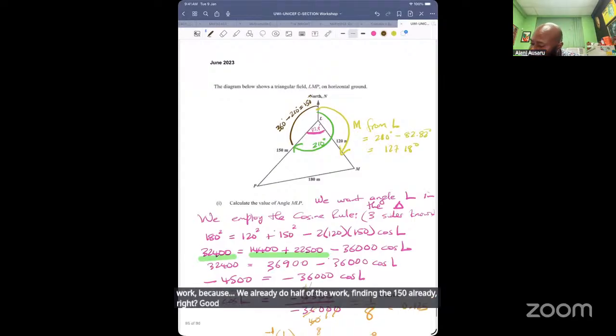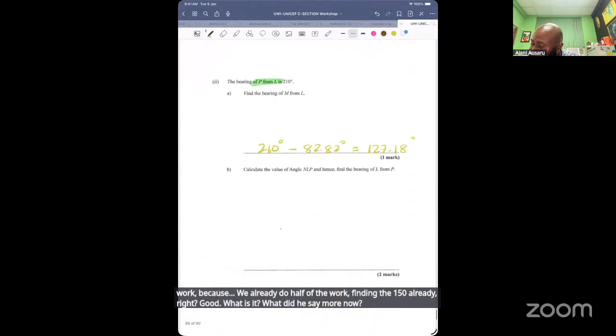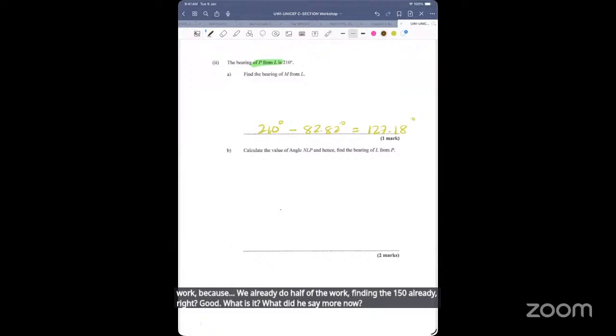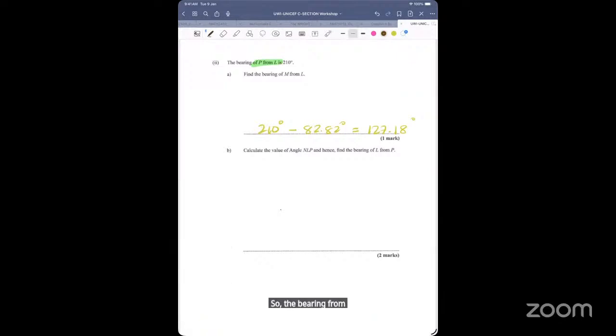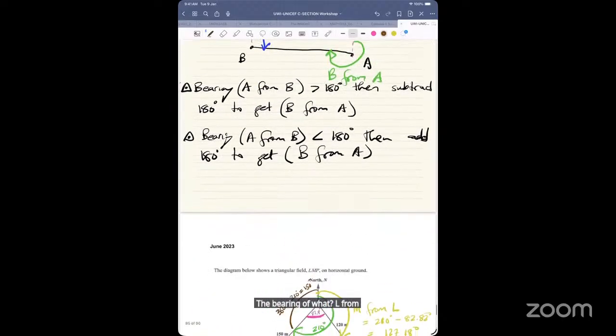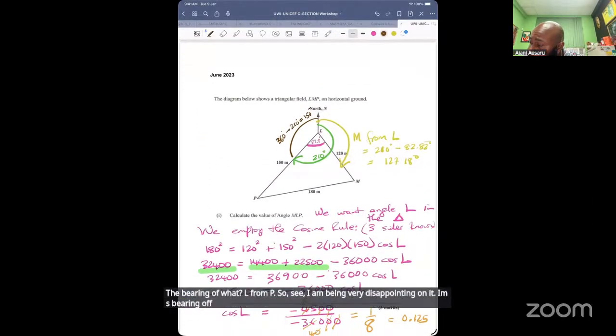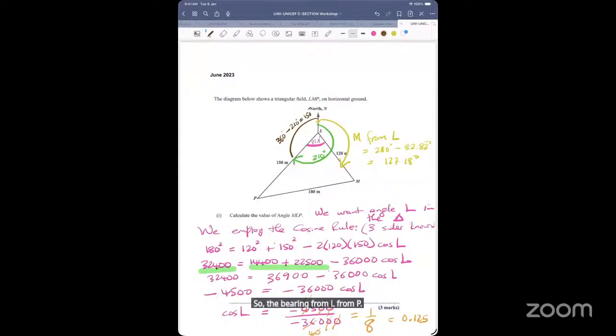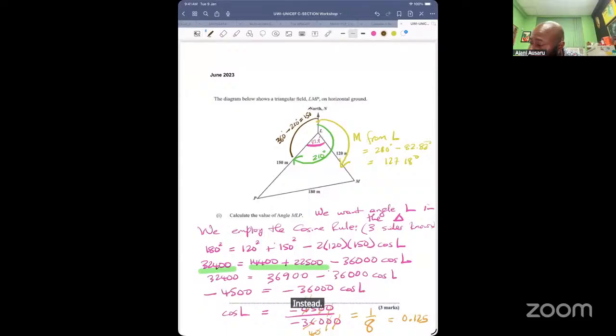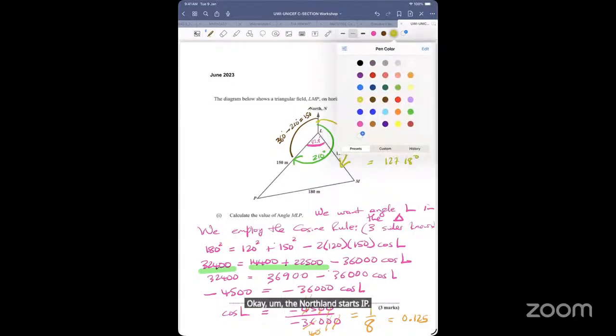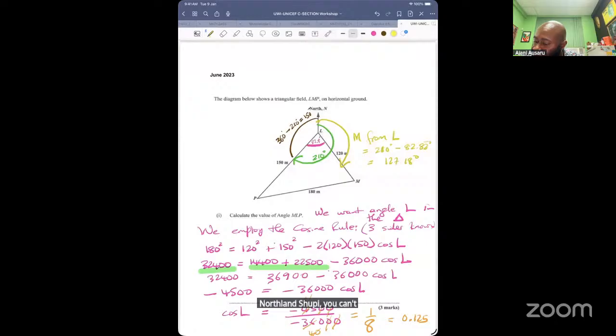Good. What are we asked for now? The bearing of L from P. See, I am being very disciplined, you know. It says bearing of L from where? P. So from P, what does that mean? The north line starts from P. North line through P. You can't miss if you do that every time. Just do the right thing.